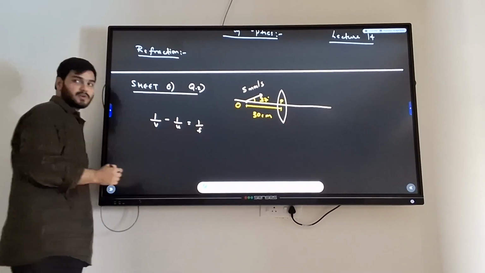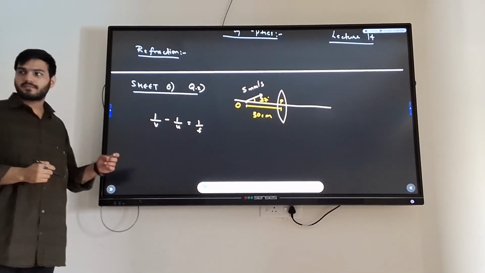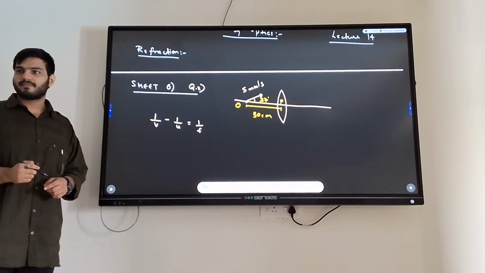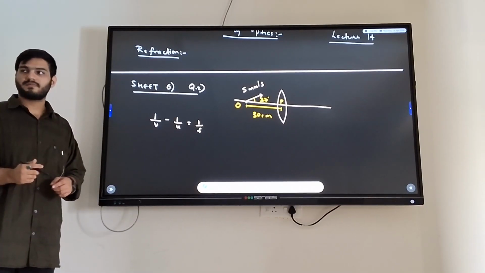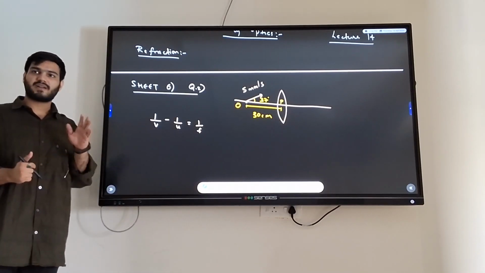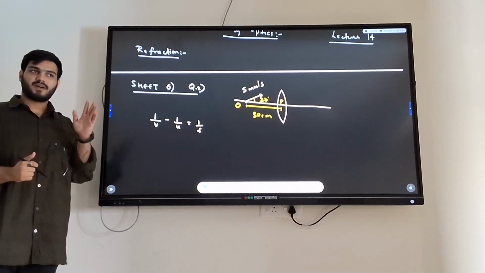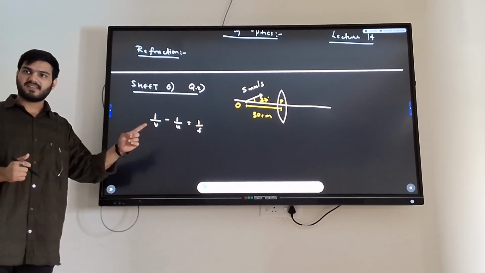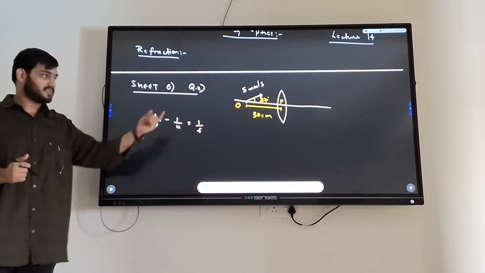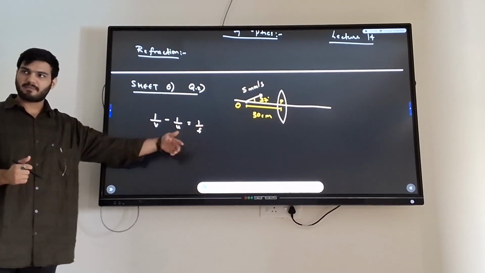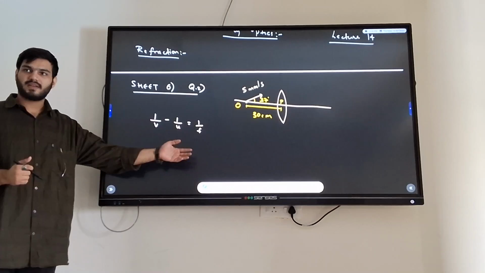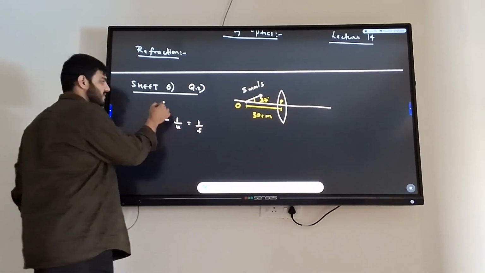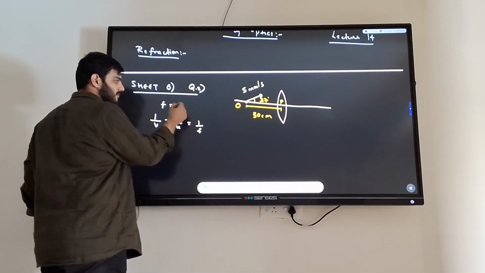No? But what is f given to you? 20. Should I take it as positive or negative? But how many in favor of negative? How many in favor of positive? It's a convex lens, no? For convex lens, when I talk about f, I am basically talking about f2. And f2 is positive every time for convex lens. So it's going to be plus 20.